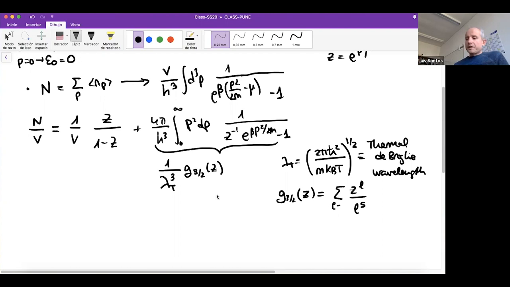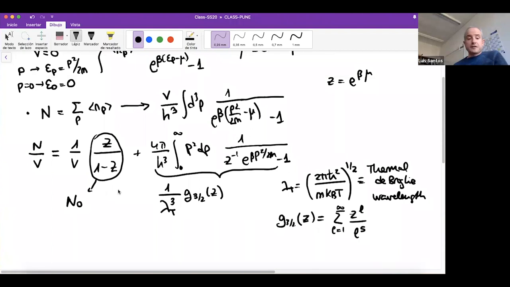What is interesting, and this expression, as I say, is the number. So this here, I will call n_0, is the number of particles in the lowest single particle eigenstate, so in p equal to zero. And you see that something quite remarkable happens when z goes to one. So when the chemical potential goes to zero, this n_0 actually diverges. So this is already telling you something.